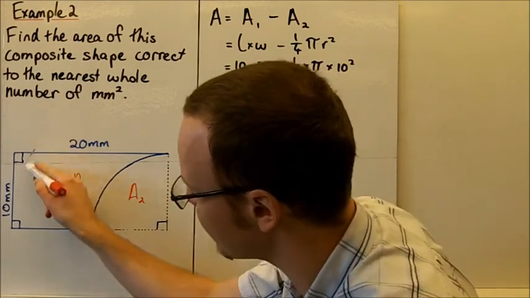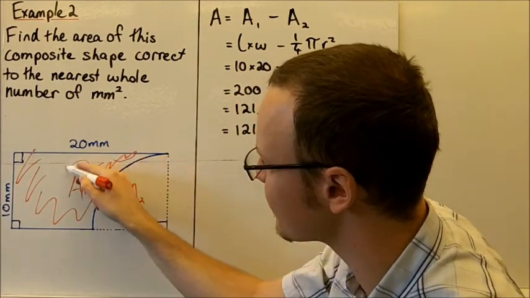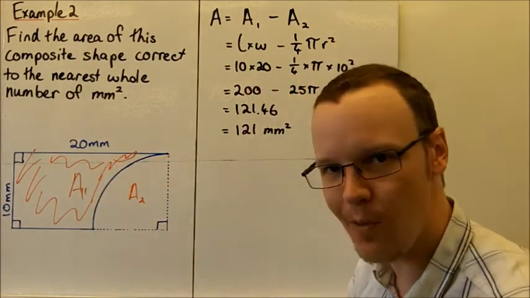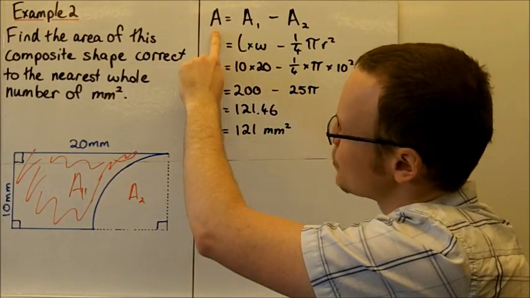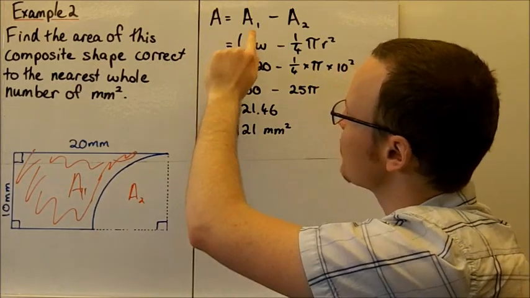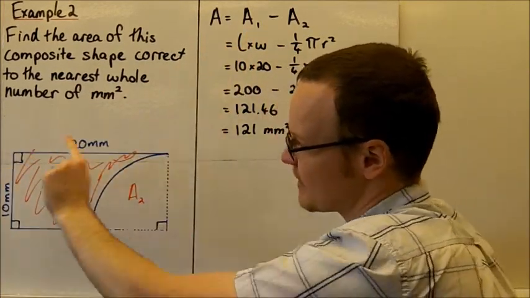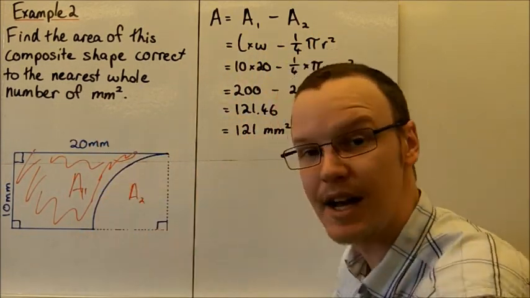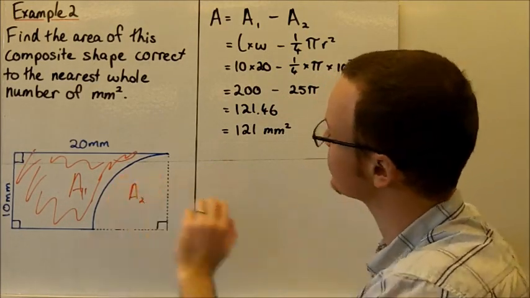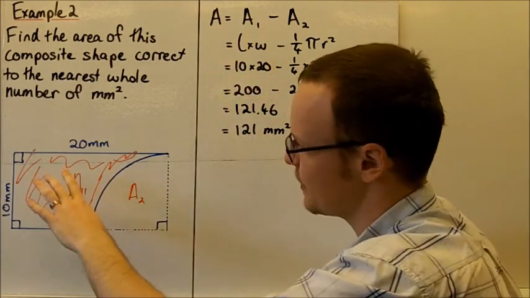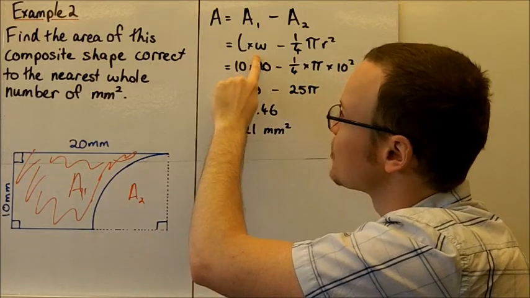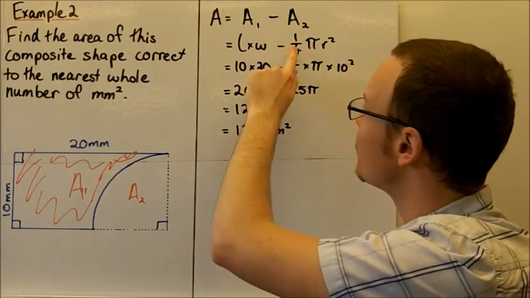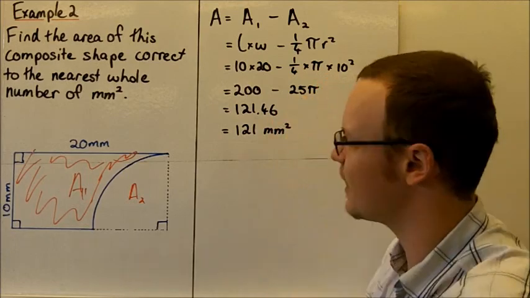So we're just looking for the area that we have left after having A1, the whole rectangle, and taking away A2. So the area of the shape that we have left is going to be A1, the area of the rectangle all the way around, subtracting away area 2, the area of this quadrant, this sector here. Area 1 is going to be length times width, the area of a rectangle. And we're going to take away the area of that quadrant. So that's 1/4 times pi r squared.